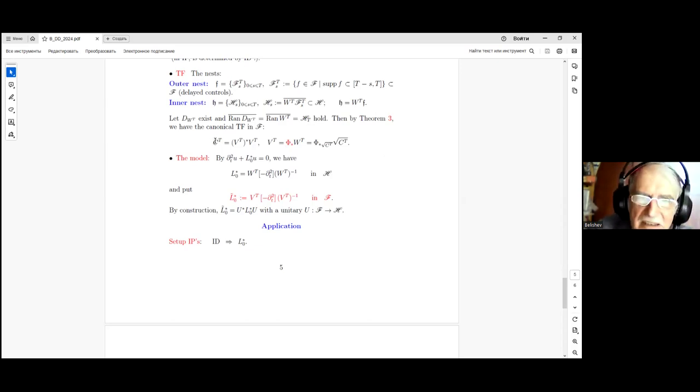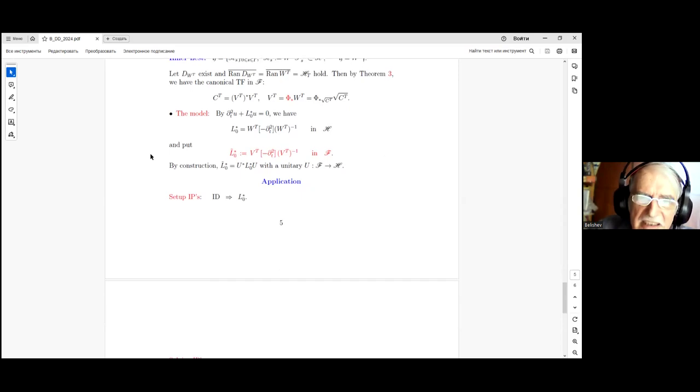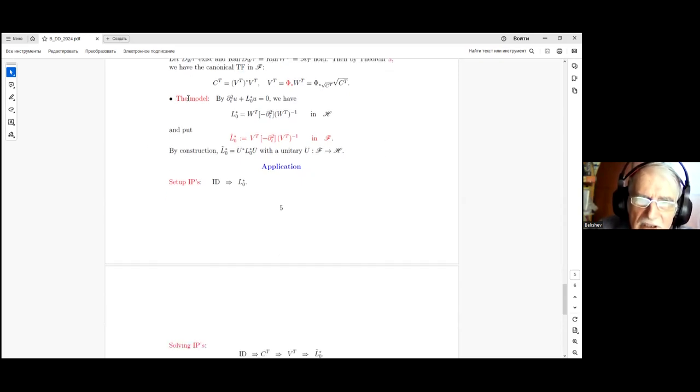We have the connecting operator, and we factorize this operator along the nest of a very natural object, the nest of delayed controls. And now I introduce the model. This is the wave equation which determines the evolution of the system. And L0 may be interpreted as the operator dual, in this sense, to the second derivative.